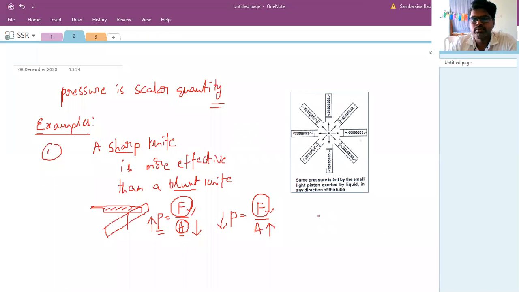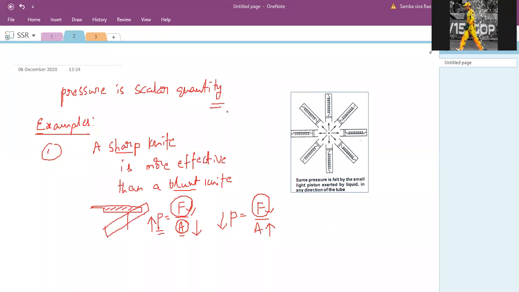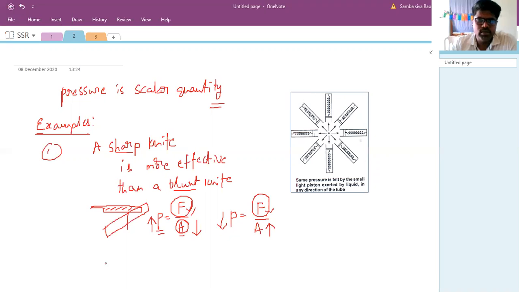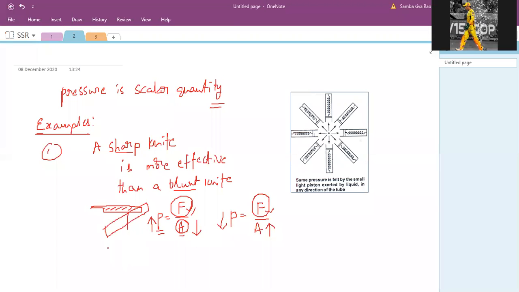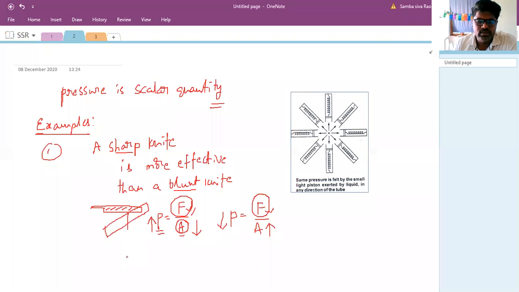Are you clear on this? Understood or not? Right. Similarly, you can take one more example to understand pressure. Yeah, very good. So the second example is, suppose you go on sandy land, that means land which contains more sand. Then we are unable to move fast. That means on heavy sand, we are unable to move faster.